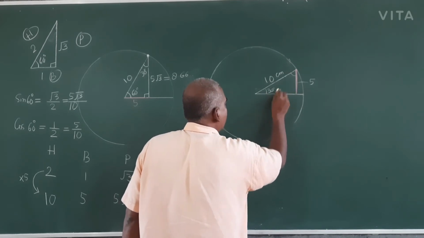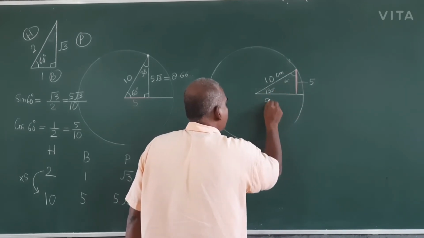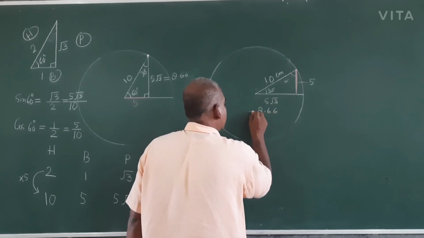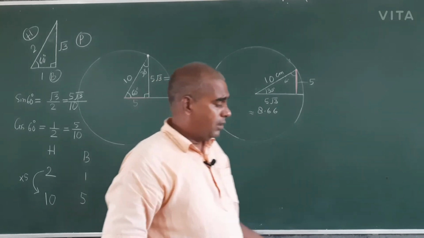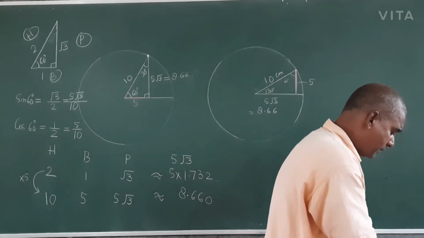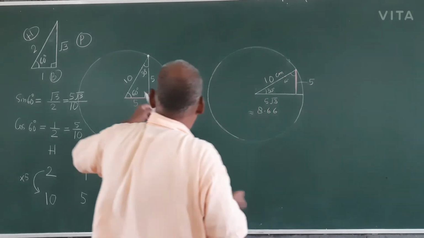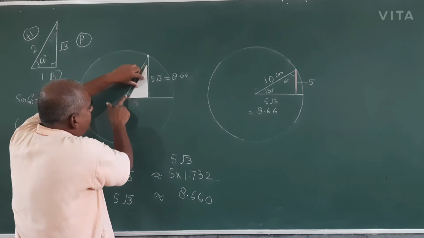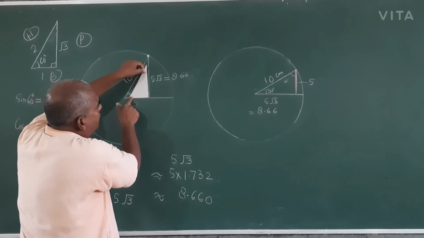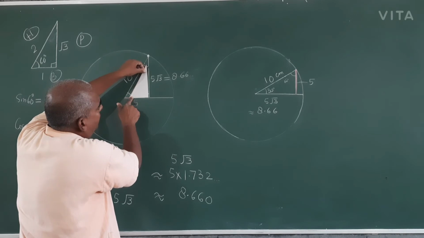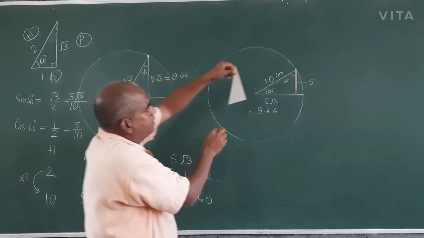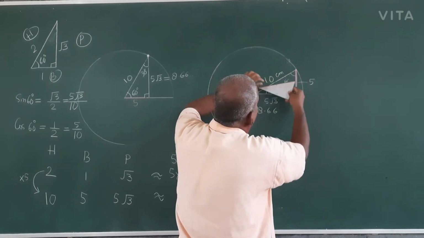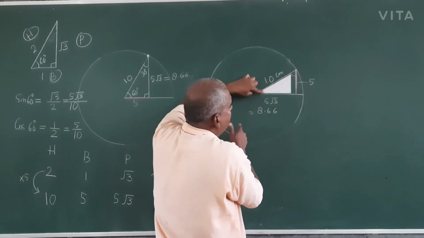This is 60 degree, and it will be 5 root 3, means if you measure, that will be 8.66 approximately. You can see here, it's not a new thing, the same figure. When the triangle was in this way, this was 60 degree. What have I changed? I have changed it in this way, this is now 30 degree, the same triangle.